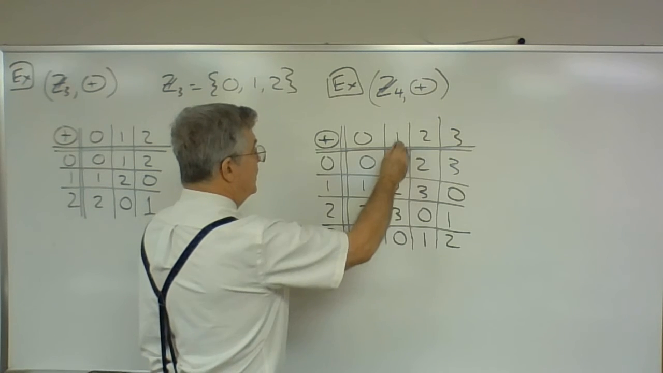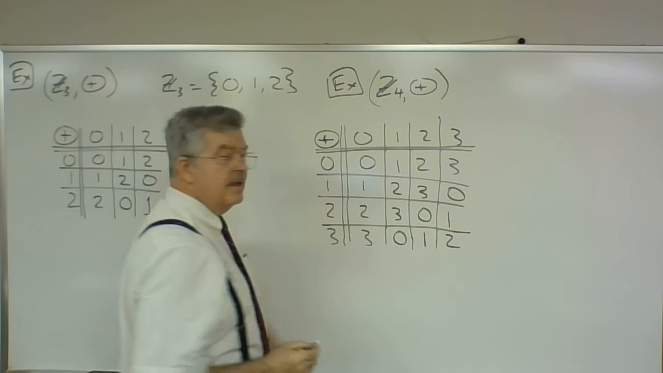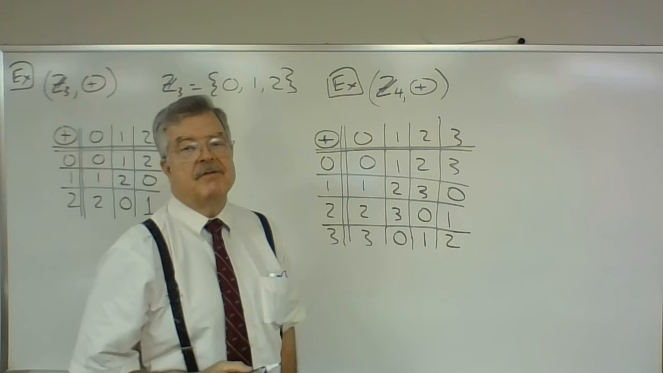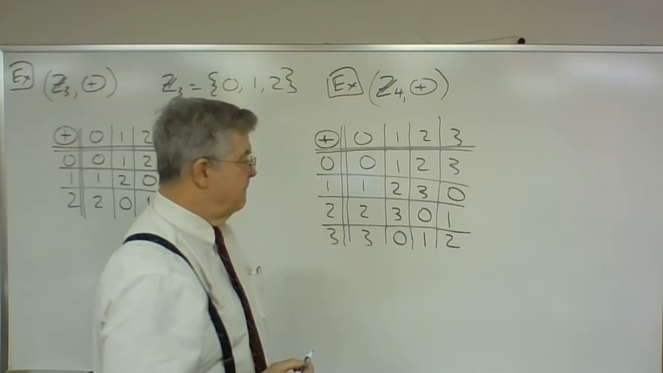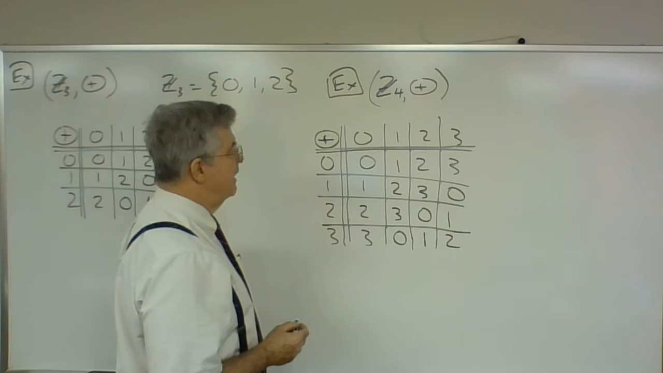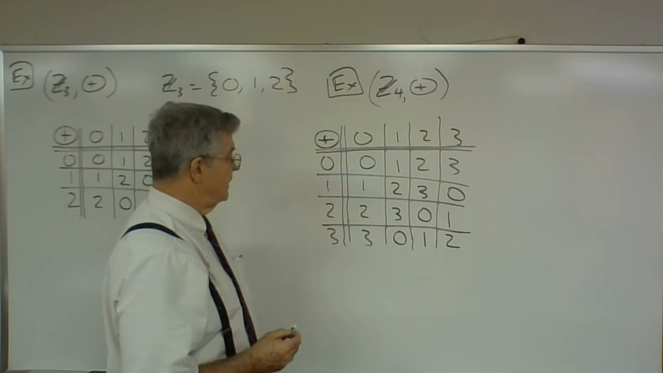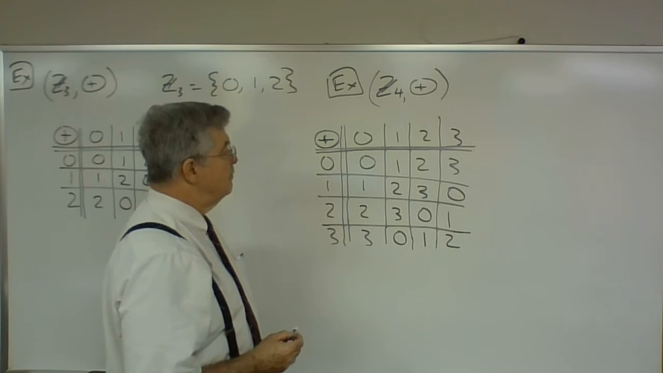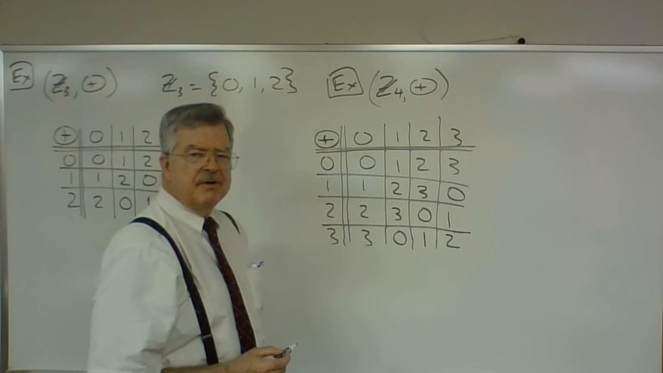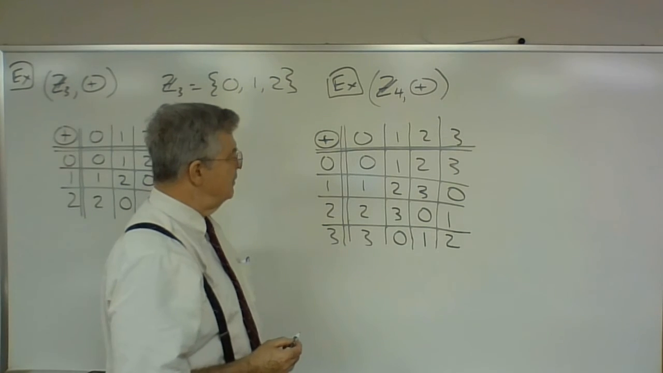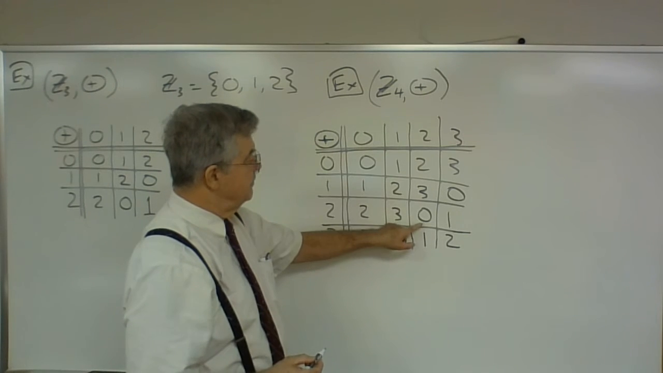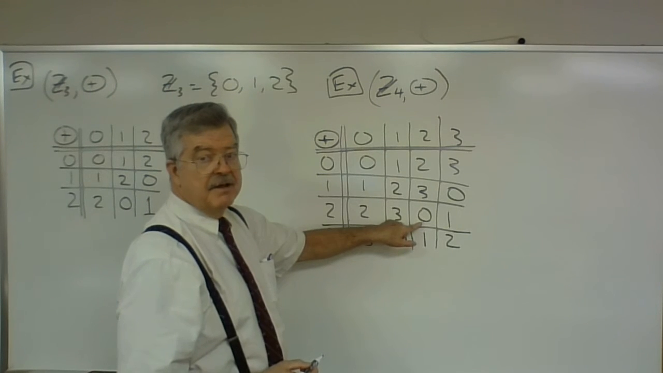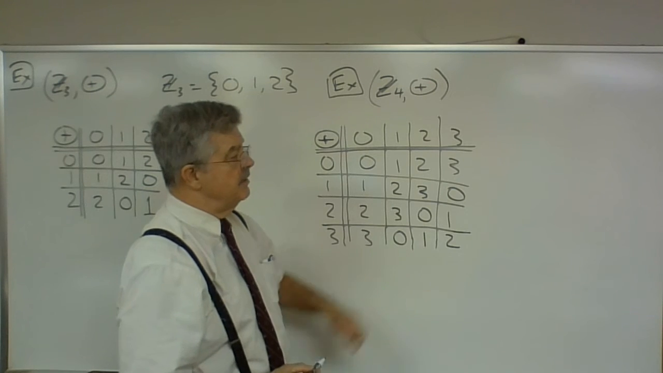3 plus 1 is 0. So 1 and 3 are inverses of one another modulo n, or rather modulo 4. So the only element whose inverse we haven't looked for yet is 2. And we find that 2 plus 2 is the identity 0. So 2 is its own inverse.